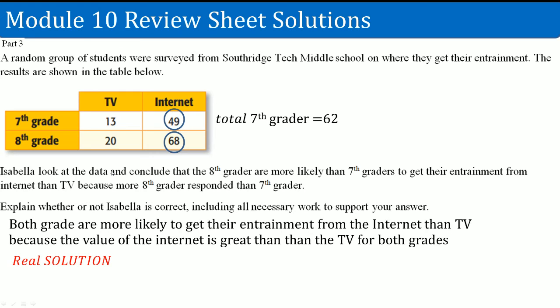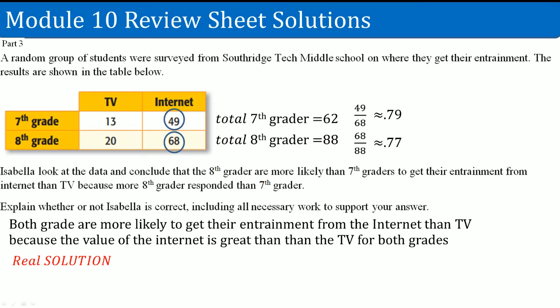First of all, you have to see what the total 7th graders are. There's 62 of them. The total 8th graders are 88. I added: for the 7th graders, 13 plus 49 gives me 62 total 7th graders. 20 plus 68 gets me a total of 88 8th graders. Now, I get the internet share by dividing by the total. So the first one is divided by 62, and the second one is divided by 88.